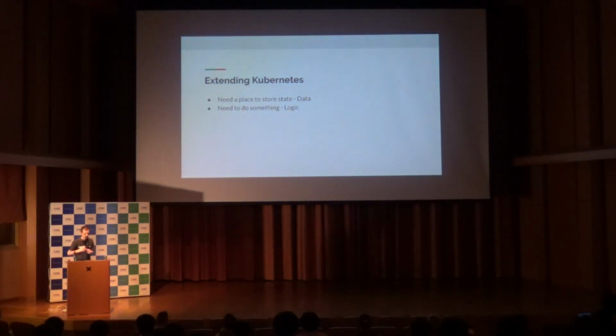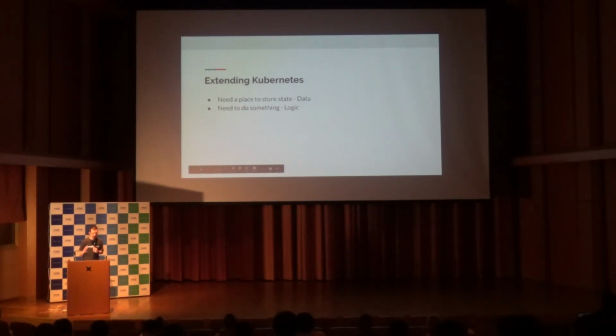So what we need is a place to store our state. We need something that can store some data that we're going to use. And then we need something to implement that logic, right? So we want to basically say this is what I want from the cluster, and then have something actually implement that. We can do that in the same way as we did before, by having our data be an API object, and then have the logic be implemented by something like a controller.